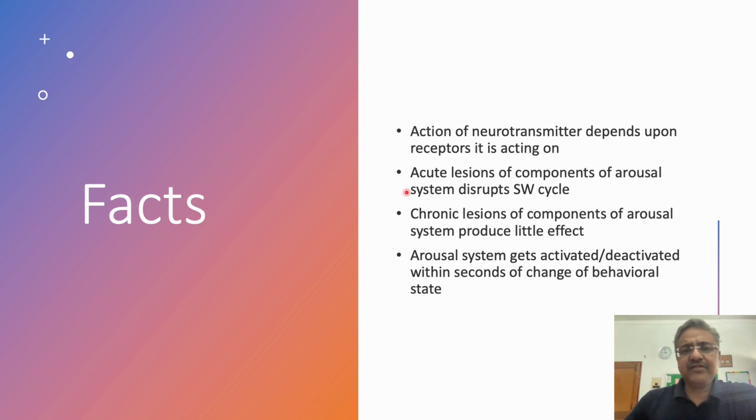There have been some studies which have shown that if there is any damage to the arousal system in the brainstem, that leads to disruption in the sleep-wake cycle. But when these lesions become chronic, they actually have little effect. That shows the amount of neuroplasticity that the brain has. And lastly, we need to understand that when we see that somebody is sleeping behaviorally, within seconds of that, the arousal system gets either activated or deactivated.